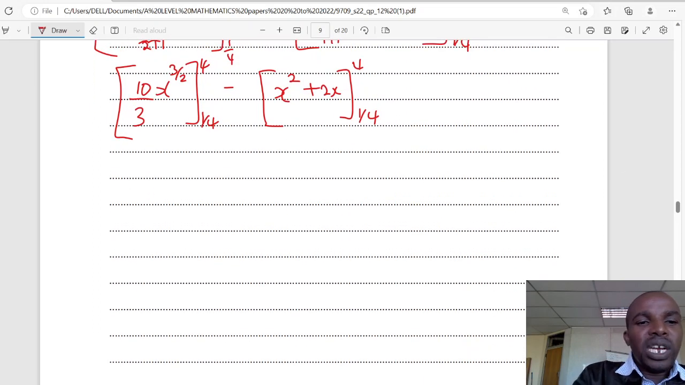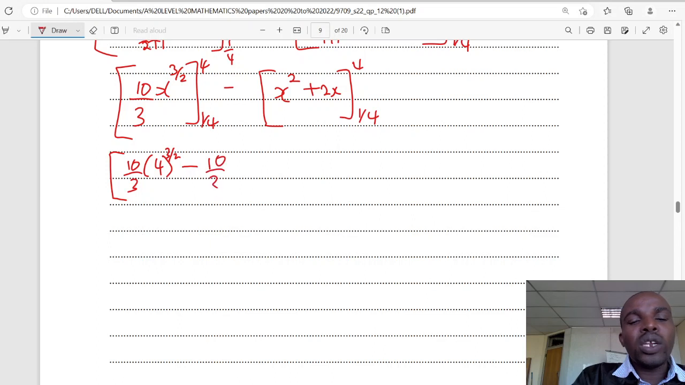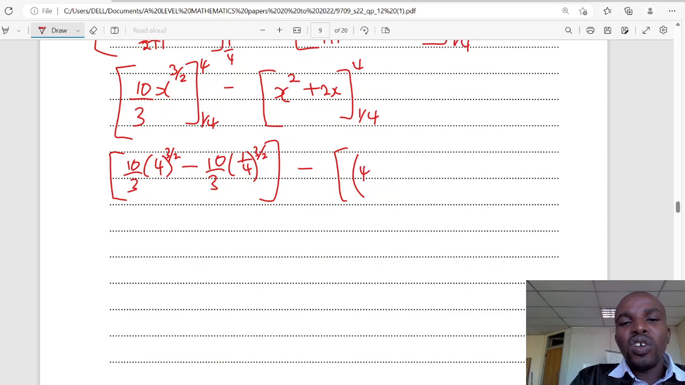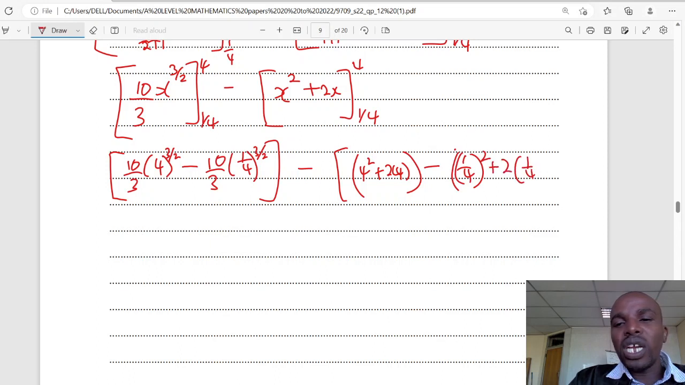First, let's do this bracket. In 10 over 3, you put x equal to 4, so 4 to the power 3 over 2, then minus, you put x equal to 1/4, so 1/4 to the power 3 over 2. Minus, then on this part, you do the same thing. You put x equal to 4: 4 squared plus 2 times 4. Then minus, you put x equal to 1/4, so 1 over 4 squared plus 2 times 1/4.